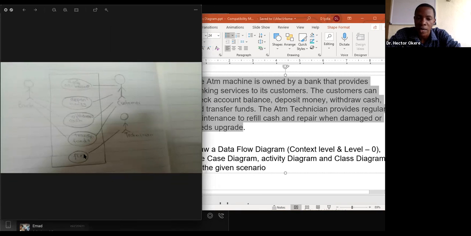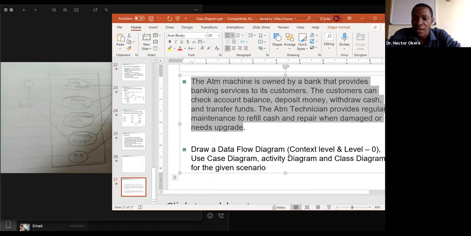So if I were to give you marks, I'll give marks for 1, 2, 3, 4, 5. Maybe there are 6 use cases and you give me 5. So I'll only give you marks for 5 use cases out of 6. You see, that is how I will mark you. So you need to pay attention to that, all right?